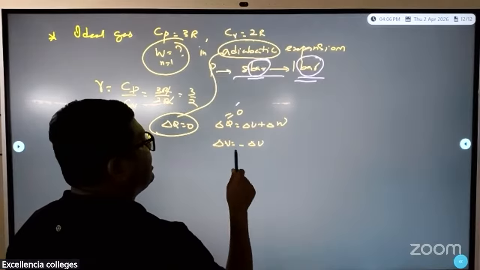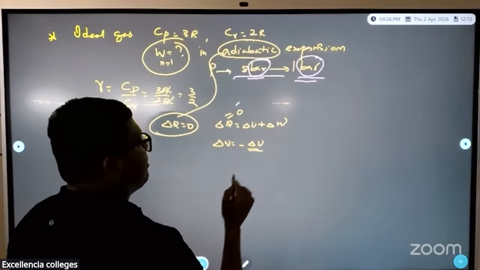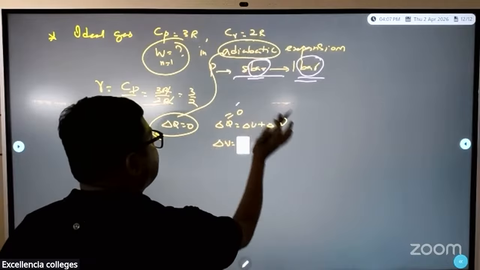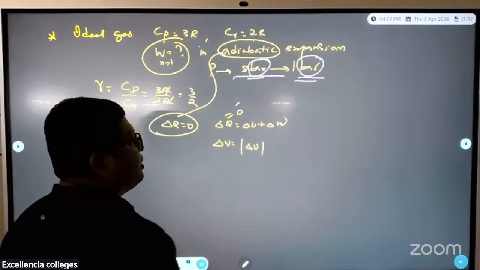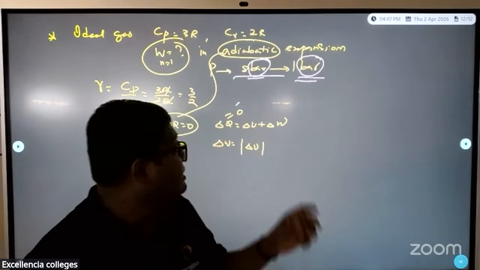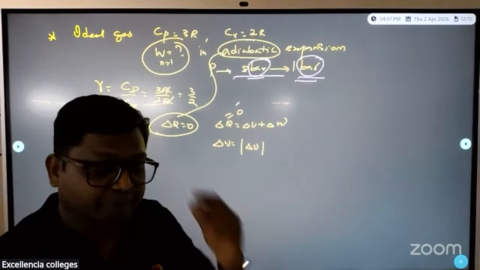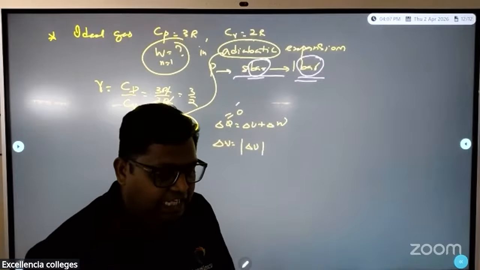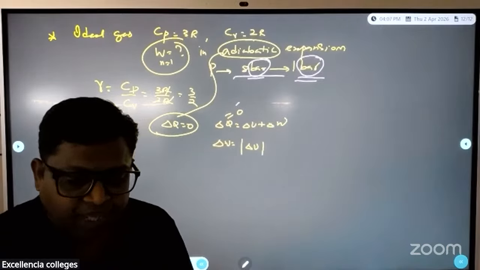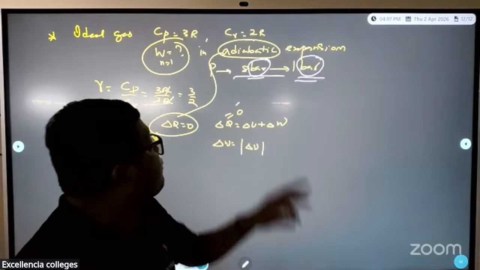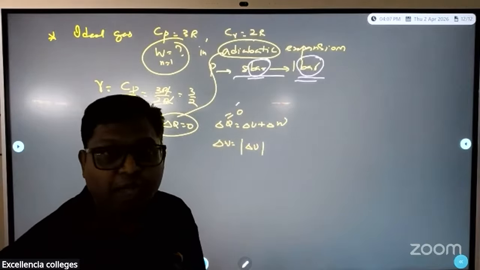So let us take the modulus of it. What is the work done in the process? We know that this is expanding, so naturally internal energy will drop, so the negative sign is meaningful. Now, in this particular case, in adiabatic expansion, the pressure is reduced from 8 bar to 1 bar.